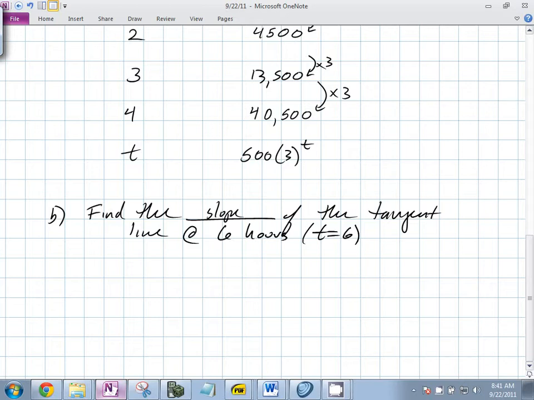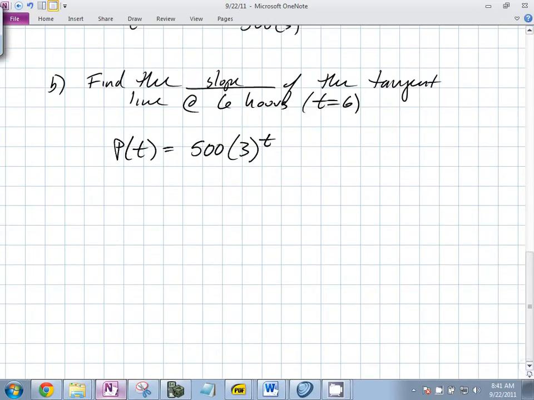The derivative, exactly. So if the population in terms of t is 500 times 3 to the t, can someone tell me what that 500 does in terms of the derivative? It just sticks around. What's the derivative of 3 to the t? Yep, it's ln 3 times 3 to the t.